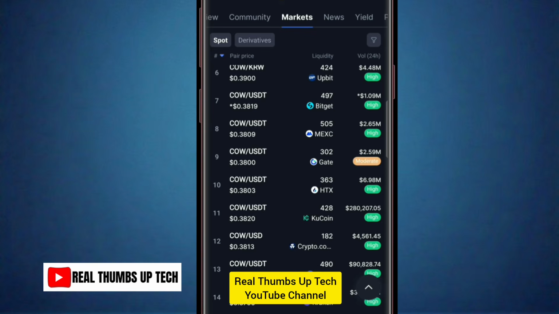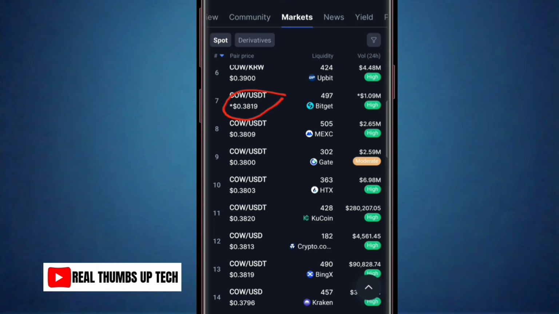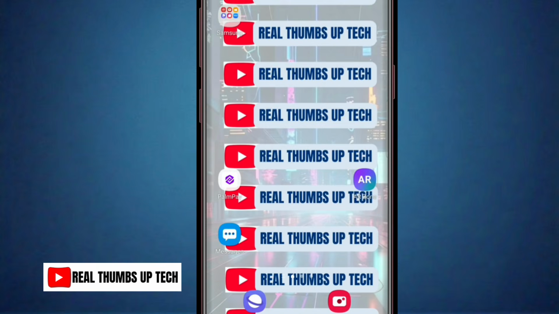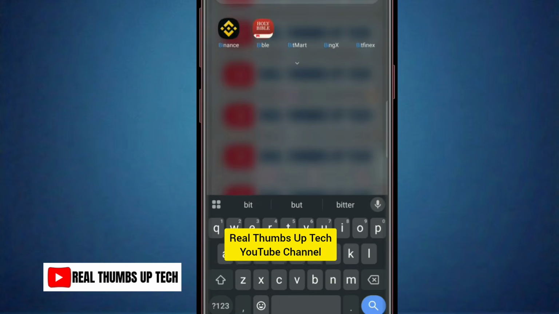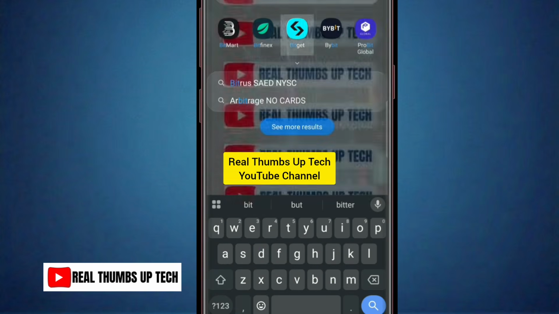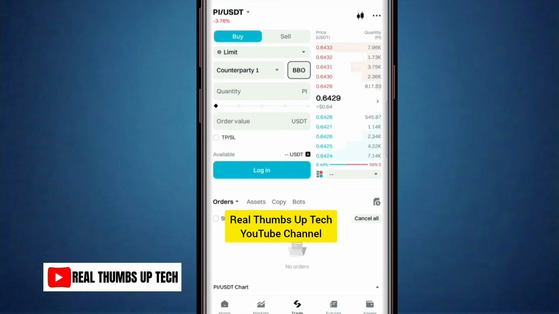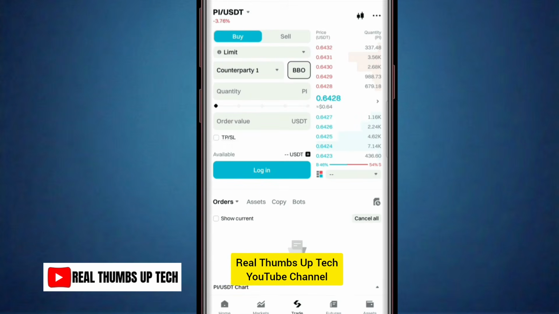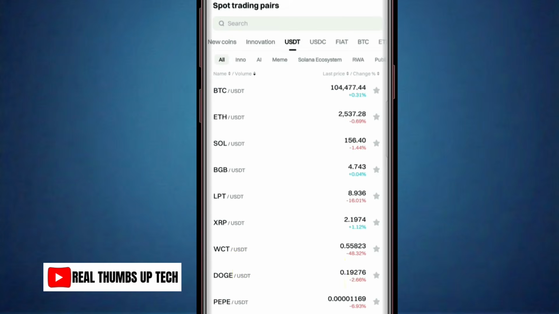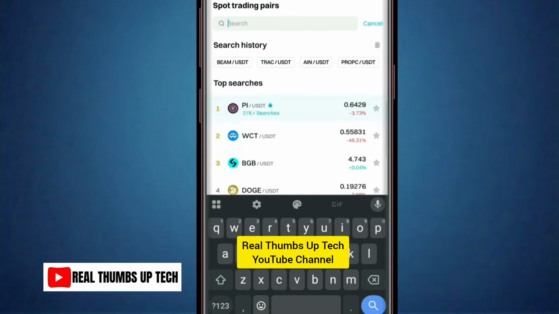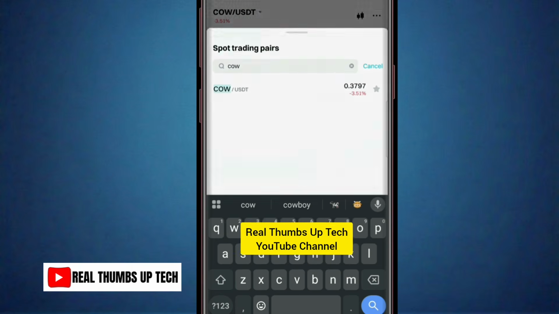They say that the rate on Bitget is 0.3819. Let's go and confirm that. I open my Bitget app. Make sure you are under trades. I go over here in case the pair you are seeing there is not what you want. So let me search for this COW USDT.